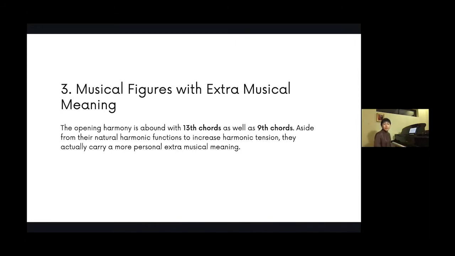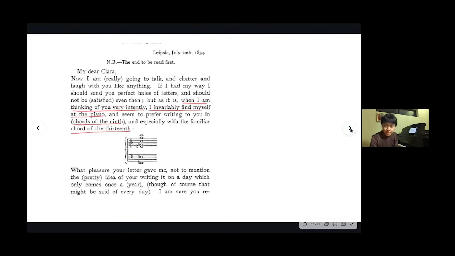When you listen to the 13th chord, naturally its function is to enrich the harmony or to increase tension. But more than that, Schumann wrote this because it has a very personal meaning. We're going to find out what kind of personal meaning that is. We're going to take a peek at the love letter. This is what Schumann wrote to Clara: "When I'm thinking of you very intently, I find myself at the piano and seem to prefer writing to you in chords of 9, and especially with the familiar chord of 13." He wrote this.